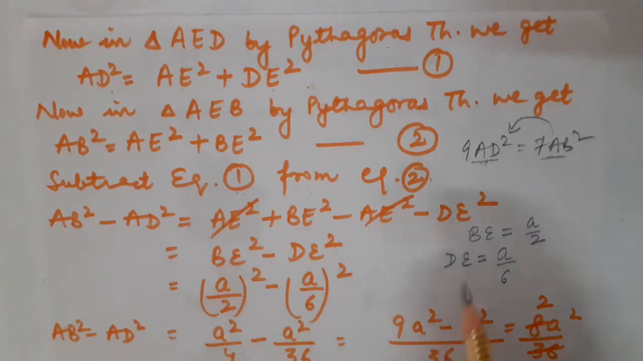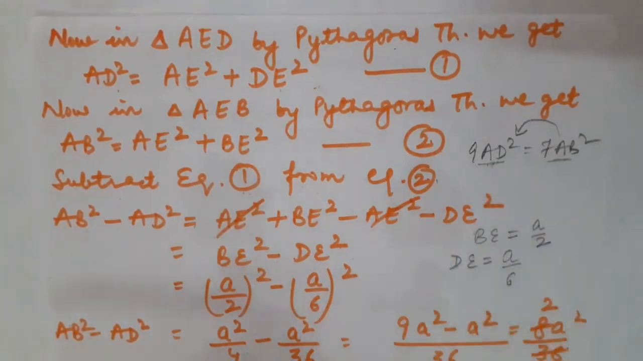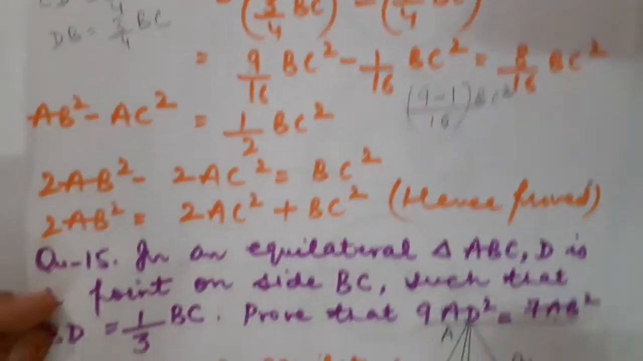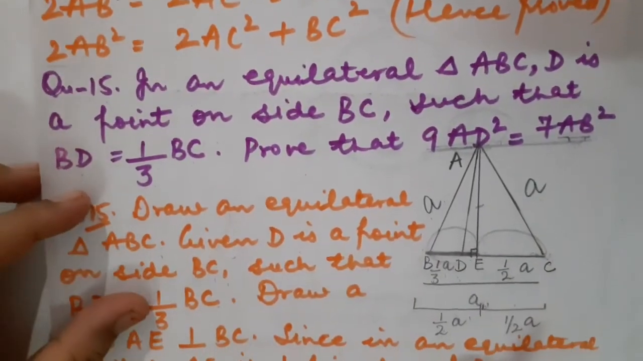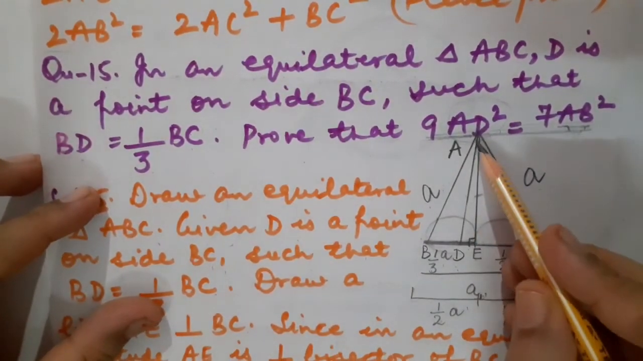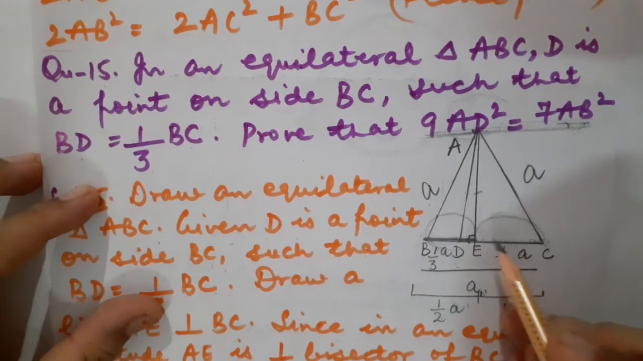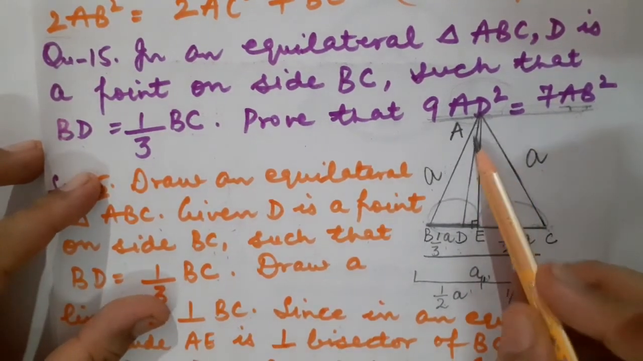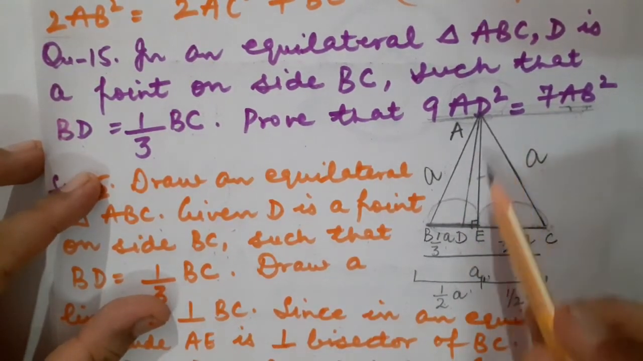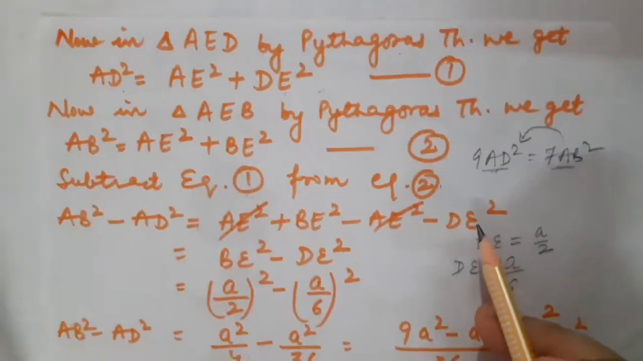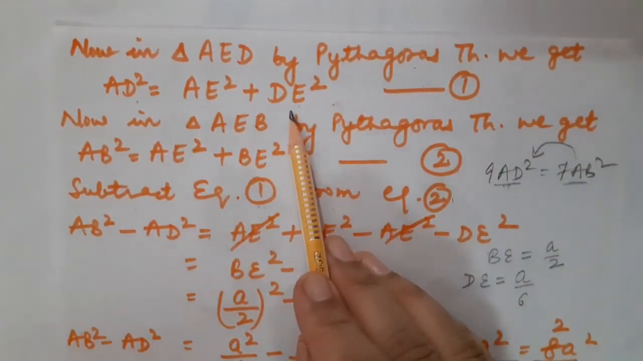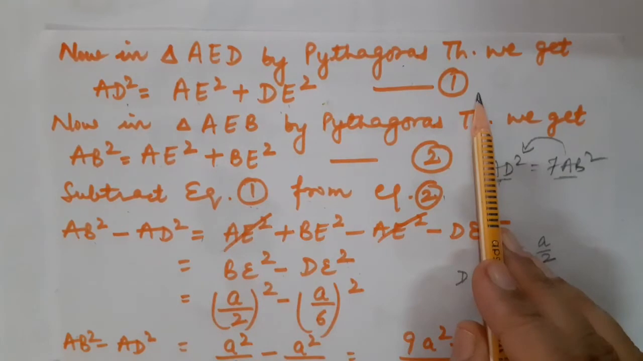Okay. Now children, as I want AD square, just look here in the diagram. Which triangle should I choose for AD? I should choose ADE. Apply Pythagoras theorem in it. It would become AD square is equal to AE square plus DE square. Correct? So this will be equation number 1.